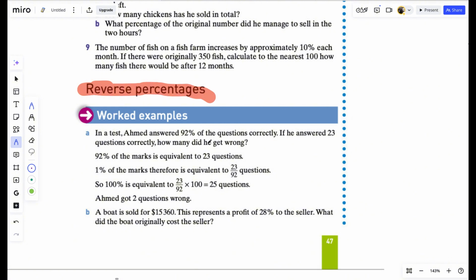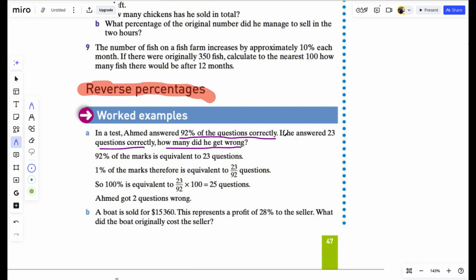So let's take a look at an example. He said in a test, Ahmed answered 92% of the questions. Okay, he answered 92% of the questions correctly. If he answered 23 questions correctly, he answered 23. How many did he get wrong? You see, how many did Ahmed get wrong?